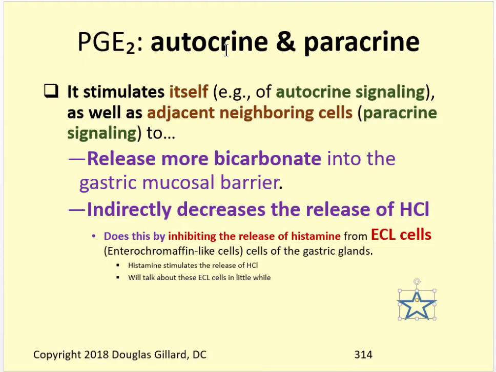And what does it stimulate them to do? Who cares about this PGE2? Because it stimulates cells to release our friend bicarbonate. So it stimulates the release of bicarbonate, which beefs up the gastric mucosal barrier. So indirectly speaking, PGE2 is very important for that super important gastric mucosal barrier. Okay, makes sense? It also does another thing here. It indirectly stimulates the release of hydrochloric acid from the parietal cells. It does this by inhibiting the release of histamine from the ECL cells.